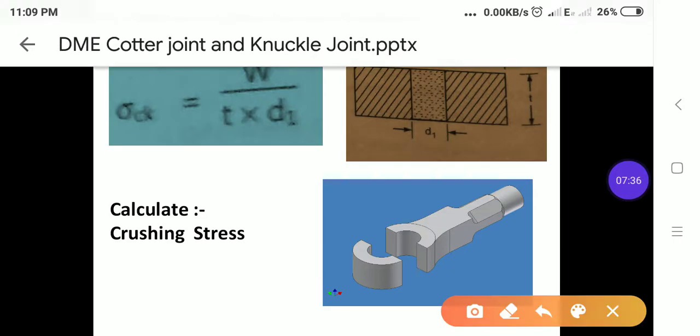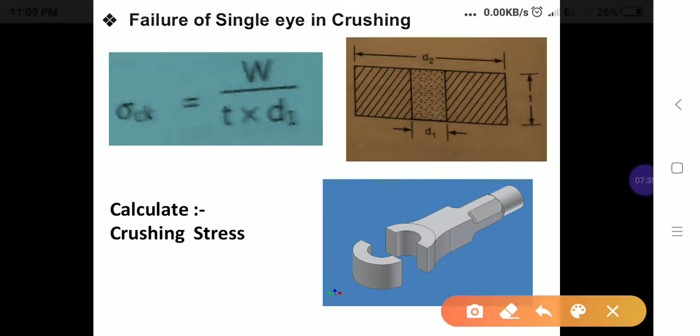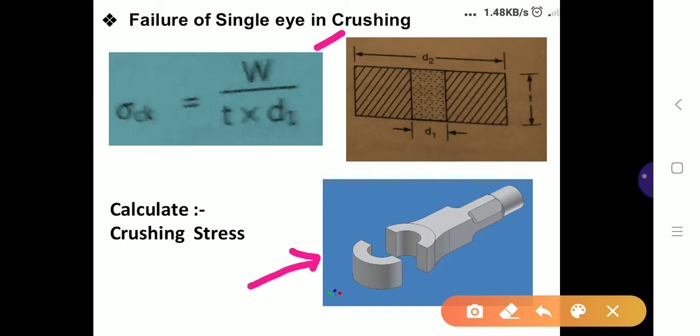Then next step is failure of single eye under crushing. A similar diagram is represented here. The middle portion is failure of single eye under crushing. These are the rectangular shape. Outer diameter is d2 and inner diameter is d1 and its thickness is t.